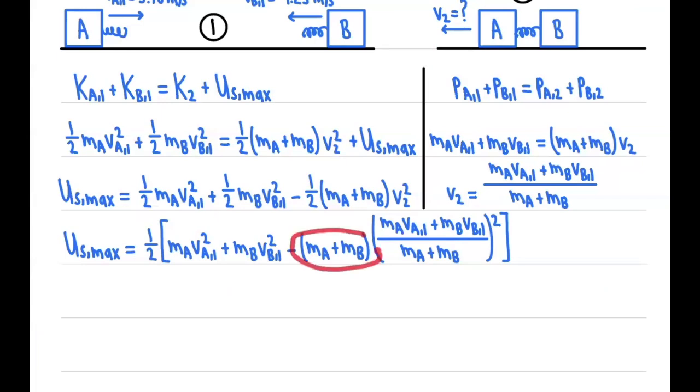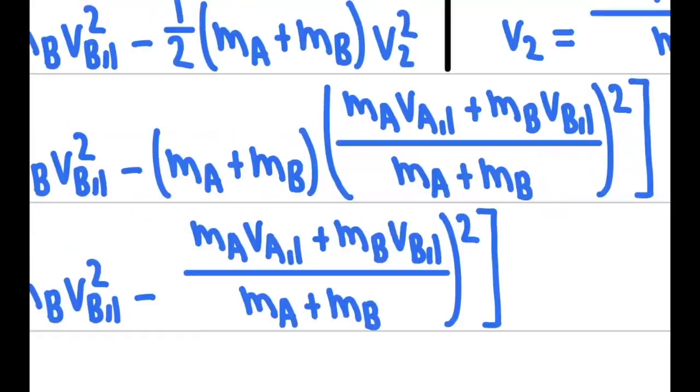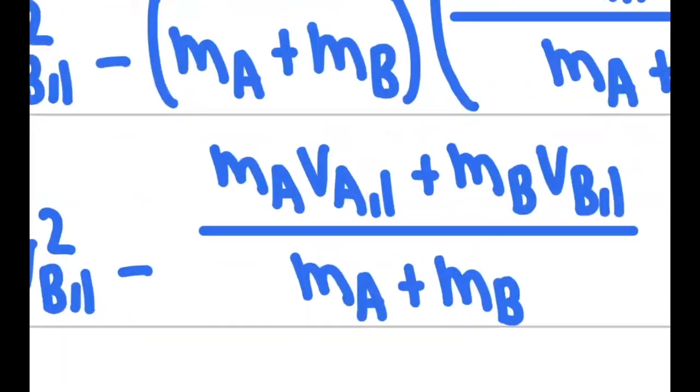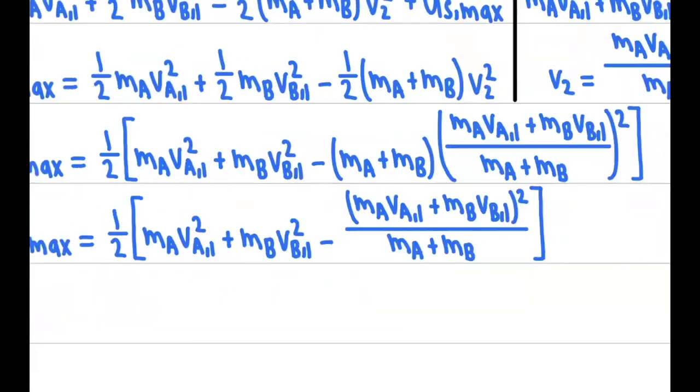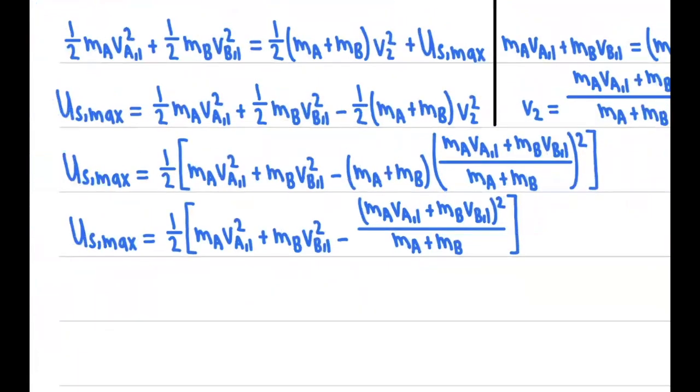I see MA plus MB, and I'm dividing that by MA plus MB squared. So one of those MA plus MBs will cancel out. So the numerator will be squared, and the denominator will just be to the power of 1 now. And we have everything, so now I can just plug everything in and we'll get our answer. So when you plug everything in, you'll get this.